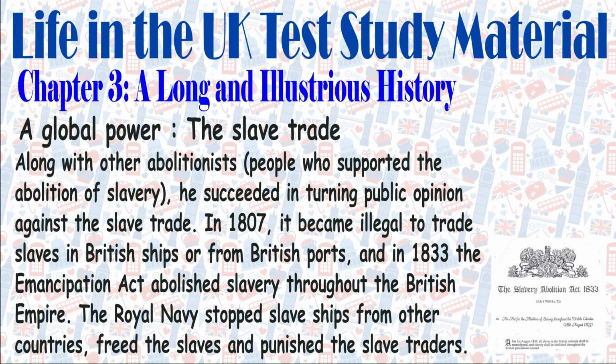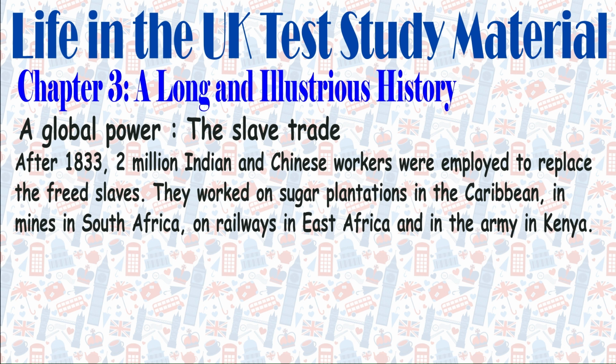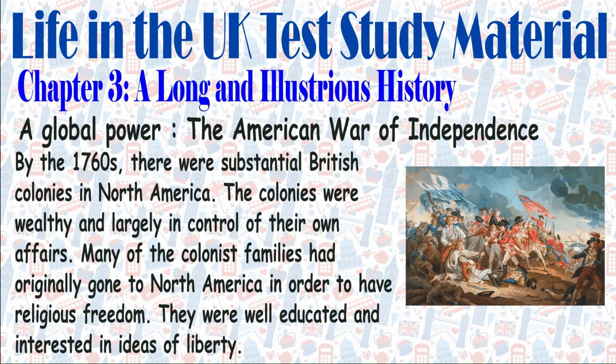The Royal Navy stopped slave ships from other countries, freed the slaves and punished the slave traders. After 1833, 2 million Indian and Chinese workers were employed to replace the freed slaves. They worked on sugar plantations in the Caribbean, in mines in South Africa, on railways in East Africa and in the army in Kenya.